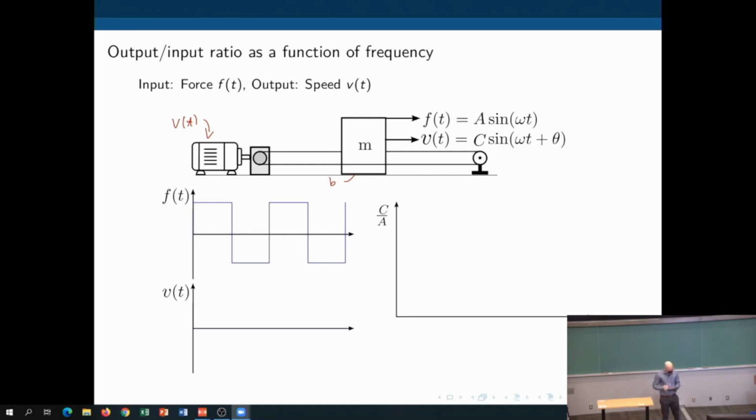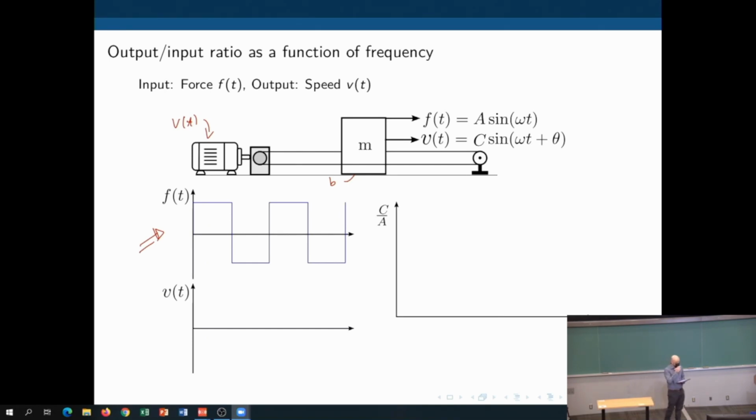Now let's see what happens when we change that frequency. For simplicity, I just told you that we are always using sinusoidal waveforms, but let me use a square wave, just to make my point a bit more clear. So that's the force that we are applying to the mass. This force comes from the voltage applied to the motor.